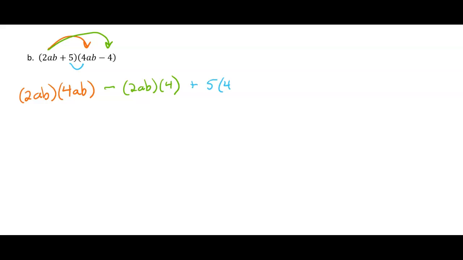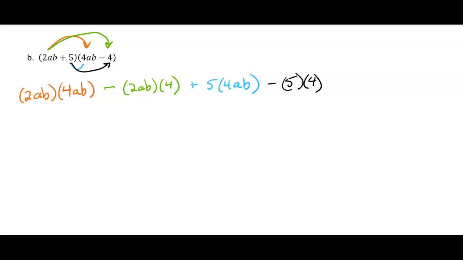Alrighty. So we'll have 2ab times 4ab. 2ab, so this is the first, times 4ab. Then we're going to have 2ab times that minus 4. So positive times a negative is going to be negative. And it's going to be 2ab times the 4. Then we're going to have the inners. So that's going to be positive times a positive. So plus 5 times 4ab. And then finally, 5 times minus 4. So that's going to be positive times a negative is negative. And it's going to be 5 times 4.